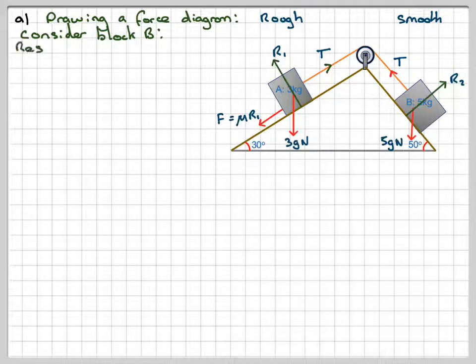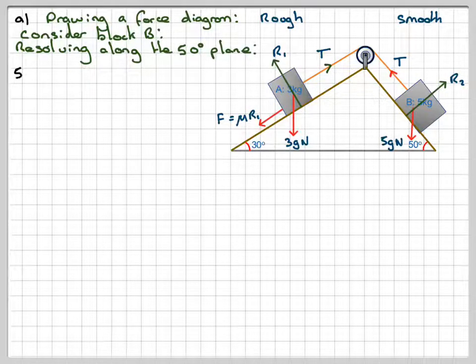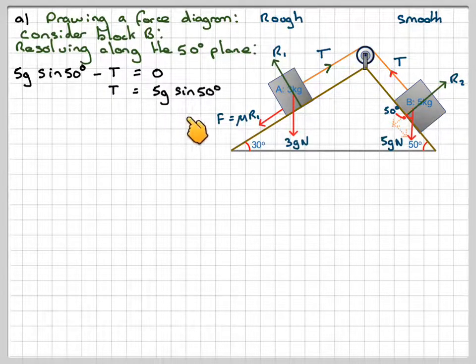So resolving along the 50 degree plane, we've got the weight. We want the component of the weight, so if we draw the little triangle, we want this one here. So that's going to be 5g sin 50 minus the tension equals 0, so the tension is 5g sin 50, which gives 37.53, taking g as 9.8, which is 37.5 newtons.